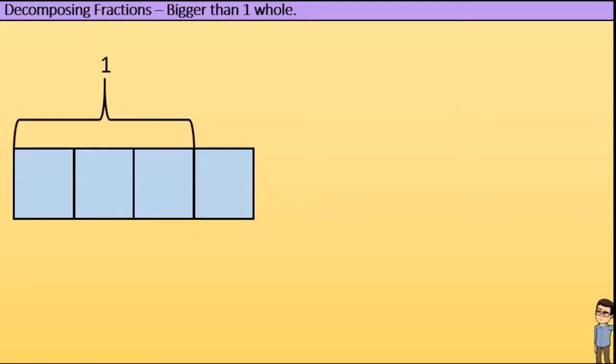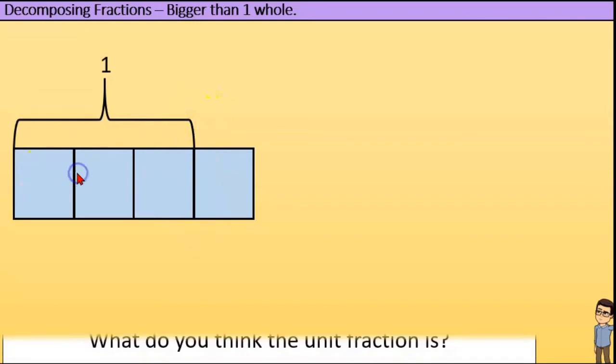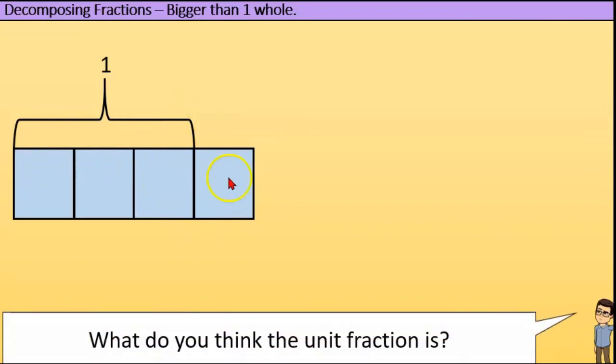So, here's our first example. As you can see, this is my 1 whole. It starts here and it ends here. I want you to think, what is each unit fraction? So what would I put inside each of these boxes? What are they each worth?